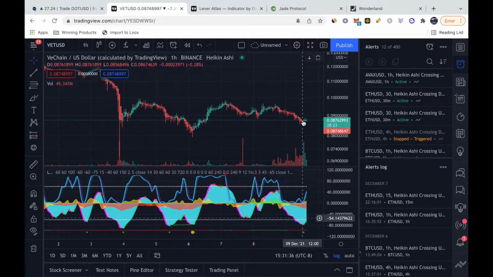Anyways, but overall VeChain right now, I think we just printed a green dot. It's looking like a bottoming out of price.